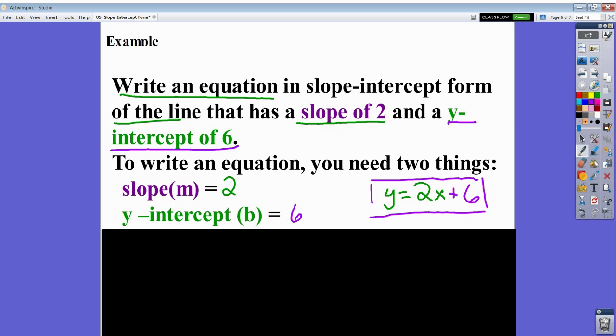The biggest thing you need to understand is that if you can find the m and if you can find the b, you have your equation. All you have to do is find the slope and the y-intercept and you're done.